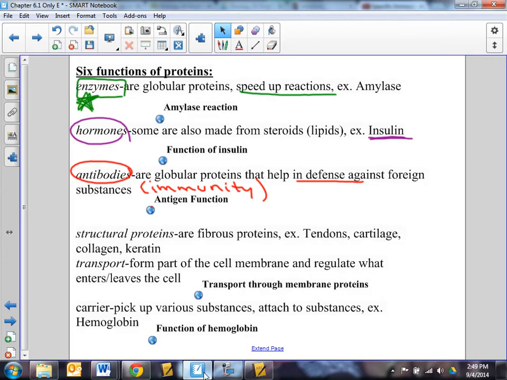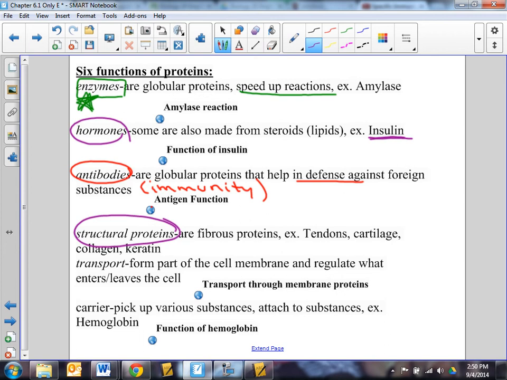So if we return here, other things that proteins can do, and they do a lot of this, is they can act as something structural. A structural protein is something that, the way the name sounds, is making up the actual structure of something. So there are proteins in tendons, in cartilage, in collagen, in keratin, so in your nails, in your hair, in your skin. Anything that needs some structural support probably has some protein molecules in it.